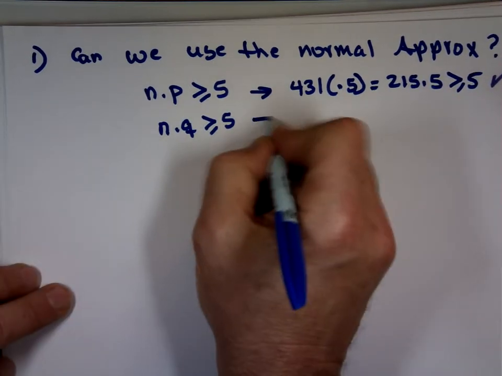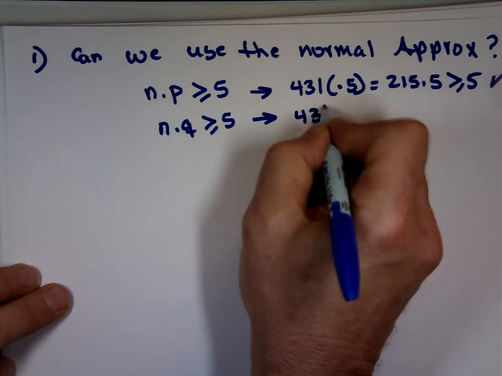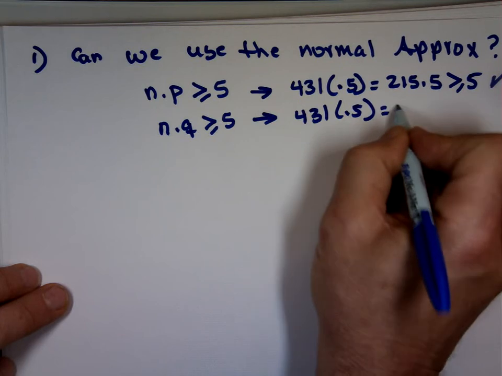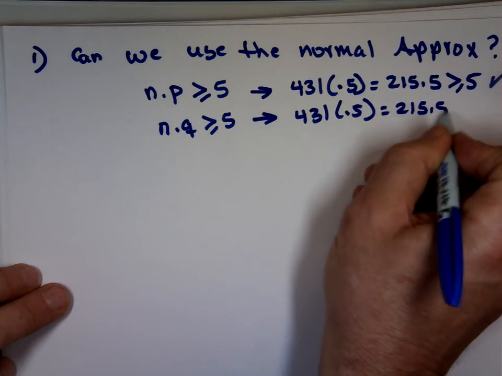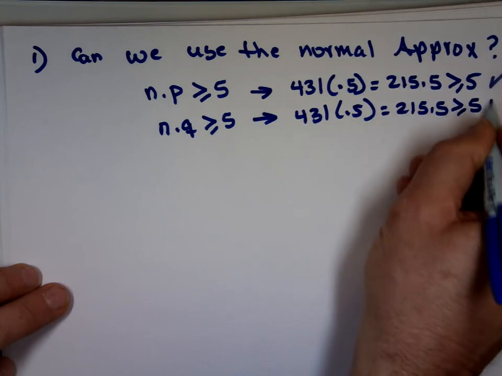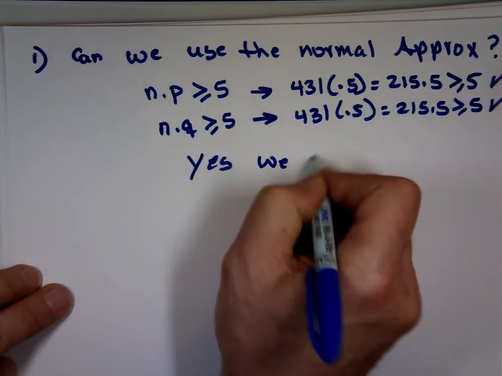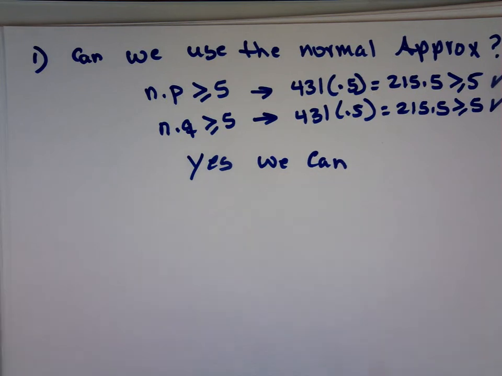N times q: 431 times 0.52 is 215.5. That's also more than 5. So yes, we can use the approximation.